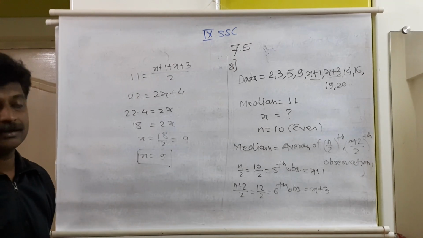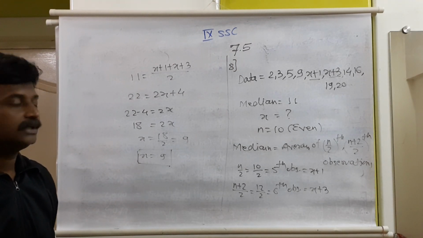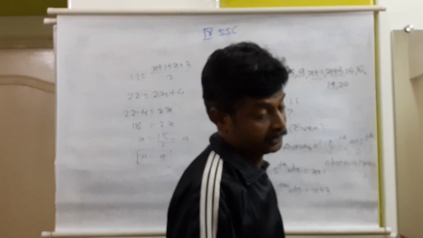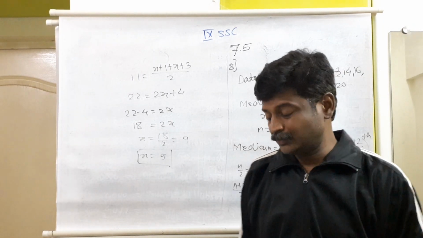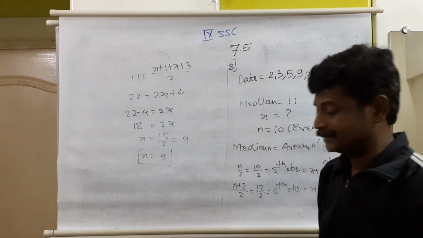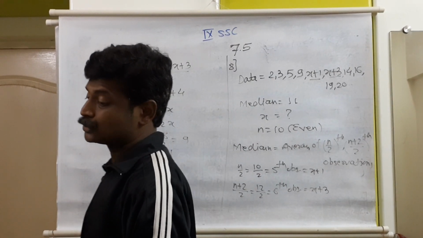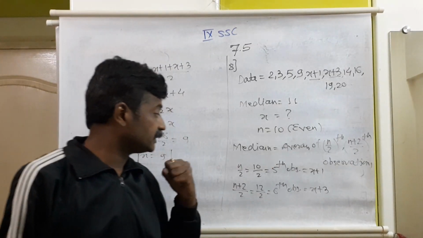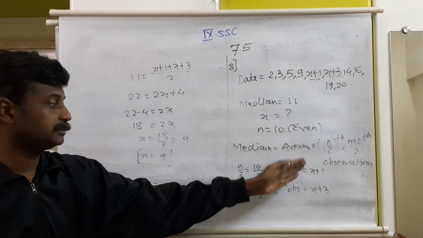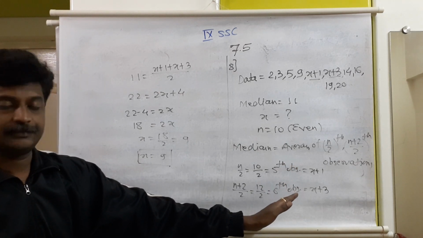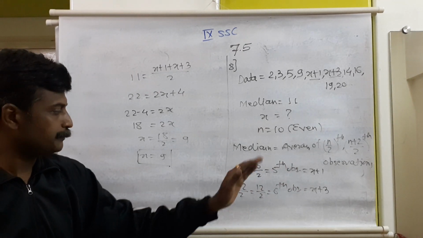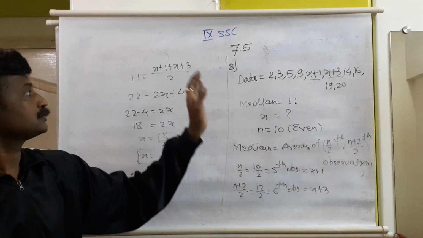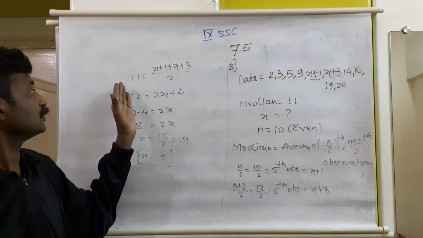Already the data is in ascending order, and the number of observations is even. So if the number of observations is even, the median of that data will be the average of two observations. One, the observation which is at n upon 2 position, and second, the observation which is at n plus 2 upon 2 position. The average of those two is considered to get the median. So the median is equal to these two observations, which are at the 5th and 6th position. The 5th position is n upon 2 position, and the 6th position is n plus 2 upon 2 position. Now adding these two and dividing by 2, we will get the median, which is given to us as 11.